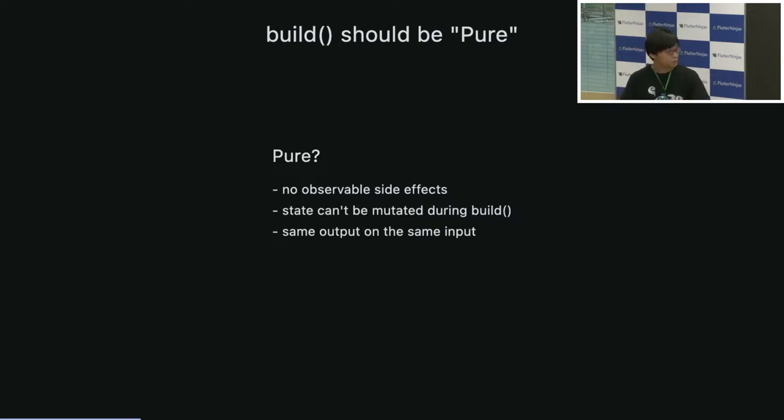To make the build method pure, you cannot introduce any kind of observable side effects. You can imagine that if we call setState during the build method, the Flutter framework will cause an error, right? So that means the build method has to be pure. And a pure method also returns the same output for the same input. So as long as the state is the same, the output UI should be the same. That is pure.